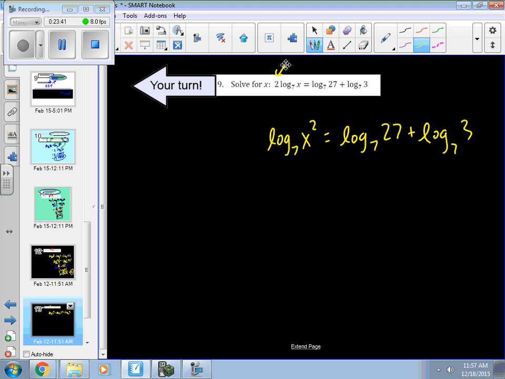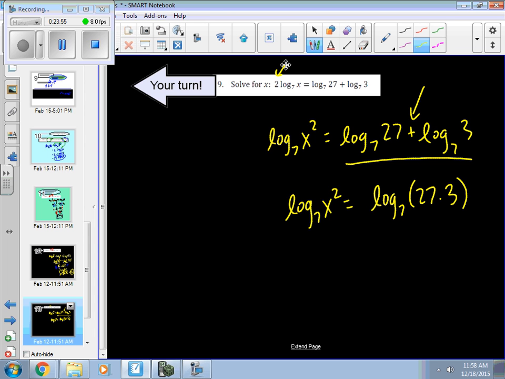Yeah, these two on the right side we should be able to combine. Now notice this one's plus though. Don't do division. Plus turns into multiplication. So this one on the right side, it should be log base 7 of 27 times 3. And we know 27 times 3 is the same as 81. Okay, so now we got the same log on both sides. We should be able to drop it out. You got x squared equals 81.